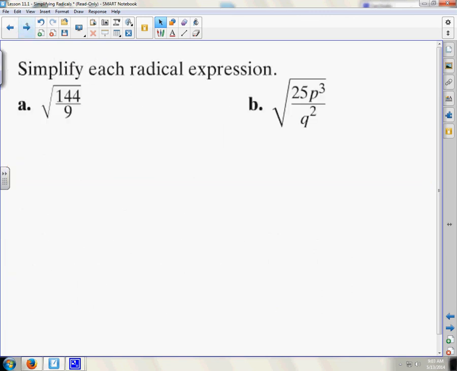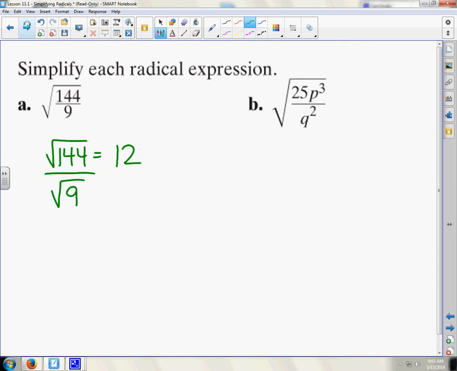Okay, so let's try some. Square root of 144 over the square root of 9. This one's kind of an easy one because we know the square root of 144 is 12 and the square root of 9 is 3. 12 divided by 3 is 4. Super simple.